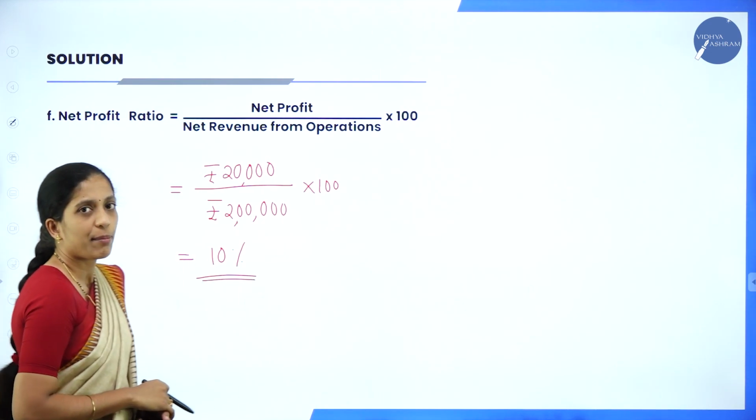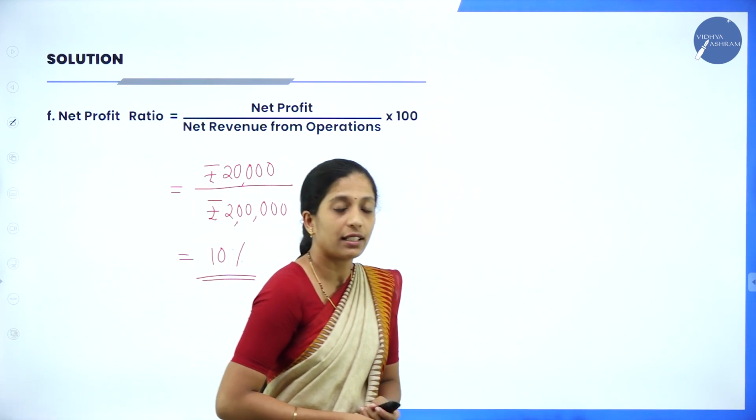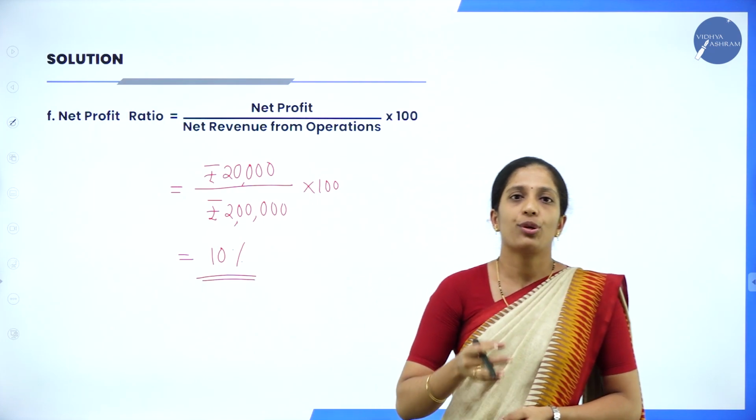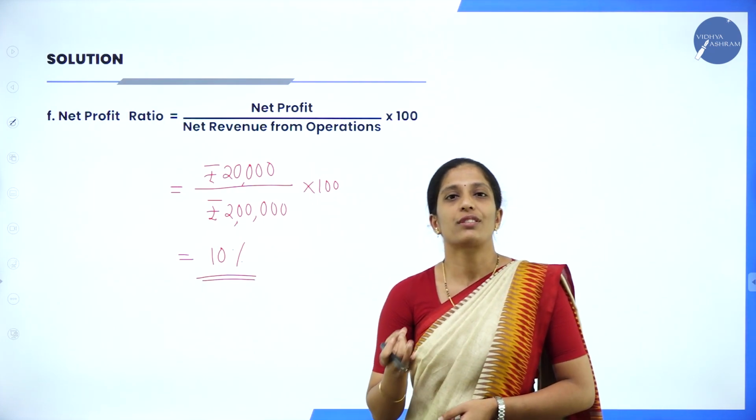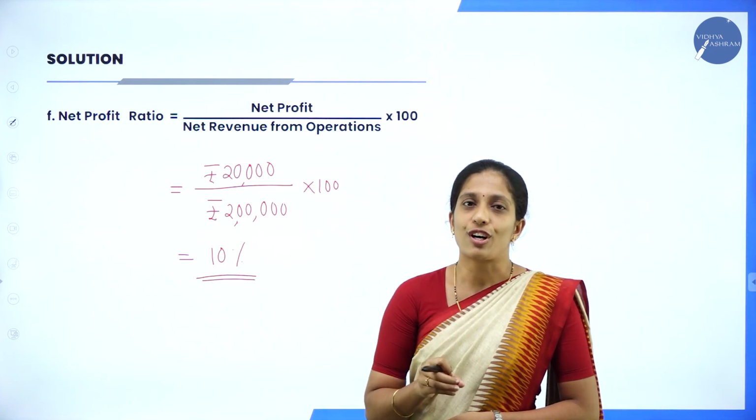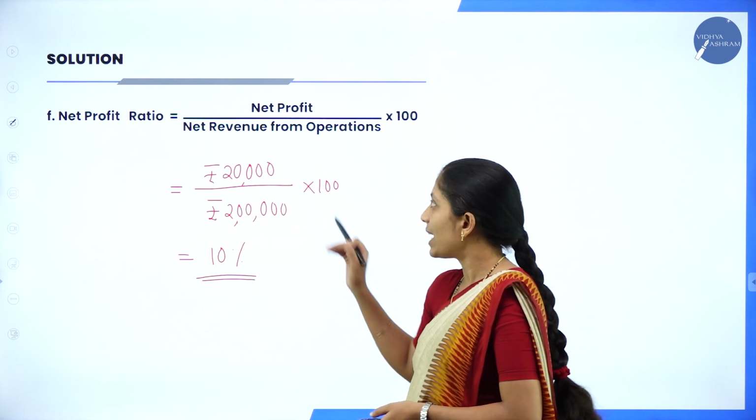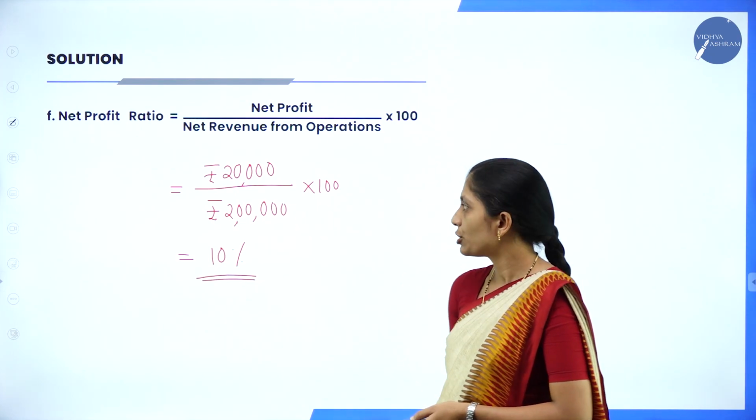So hope you are clear about it. This is how you will calculate the stock turnover ratio, trade receivable turnover ratio, trade payable turnover ratio, gross profit ratio, operating ratio, as well as net profit ratio for your 12 marks.